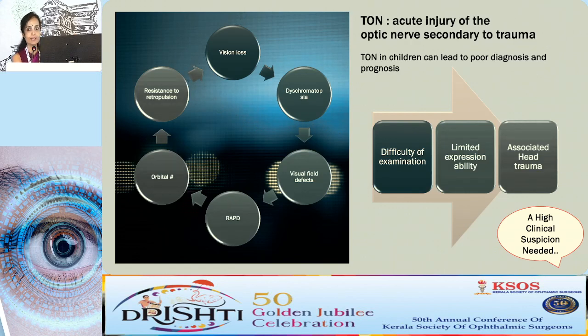The signs would be the same as in adults. But children being less expressive, they don't often complain about defective vision. So we need to have a high index of suspicion to diagnose TON in children. Just like in adults, there would be vision loss, color vision loss, and visual field defects. RAPD is an important sign. In cases of trauma, often we miss the pupils, and that may be the only sign which would be the definitive indicator of an optic nerve injury. Sometimes there would be orbital signs like fracture, resistance to retropulsion, retrobulbar hemorrhage, and proptosis.